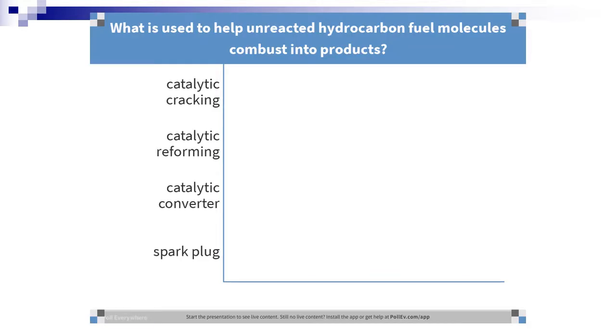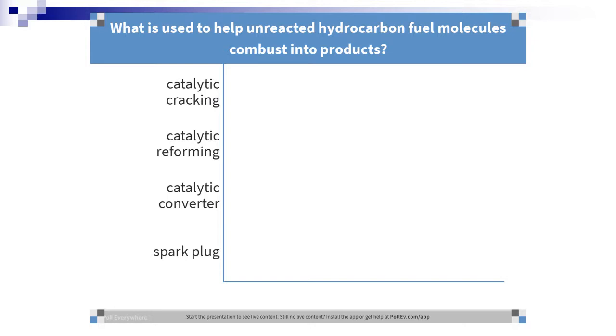All right, so what is used to help unreacted hydrocarbon fuel molecules combust into products? We have the catalytic cracking, catalytic reforming, catalytic converter, or a spark plug. On this one, the catalytic cracking takes a big molecule and breaks it into small pieces. So it's not actually used to help unreacted hydrocarbon fuel molecules react. No, we're actually changing the molecule structure to allow it to be more efficient.